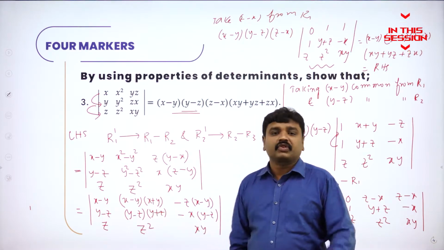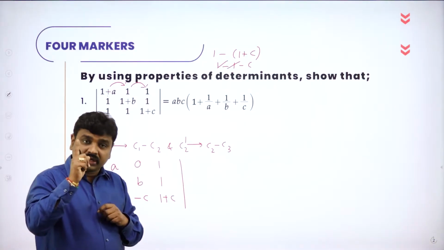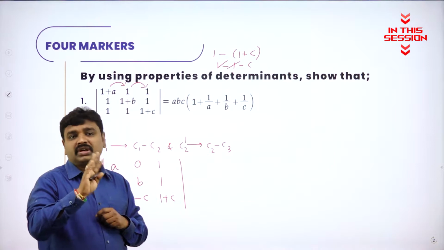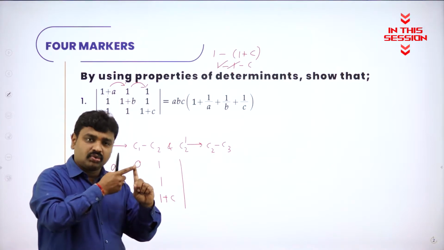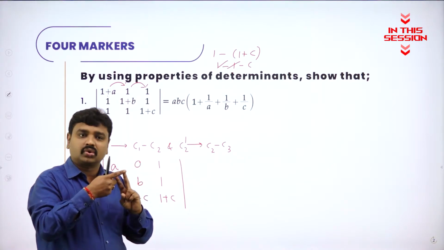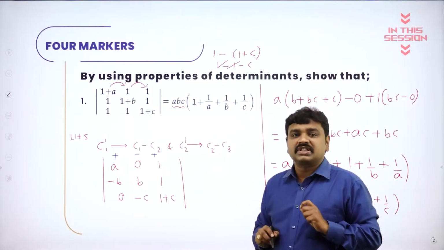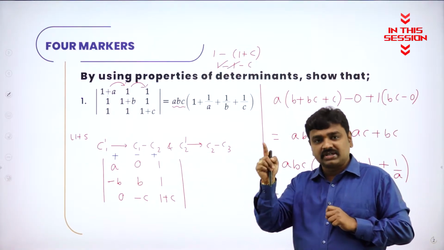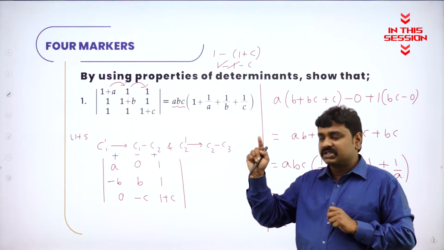In second row take y minus z common, and when you are doing column transformation, at the same time you cannot do row transformation. Either you should do column transformation or you should do row transformation. So what is the first transformation? Column 1 is column 1 minus column 2. Column 2 is column 2 minus column 3.